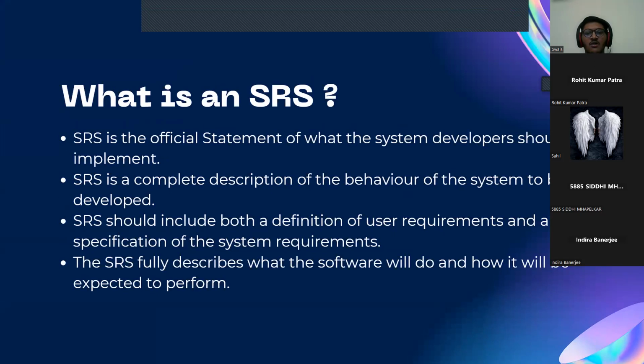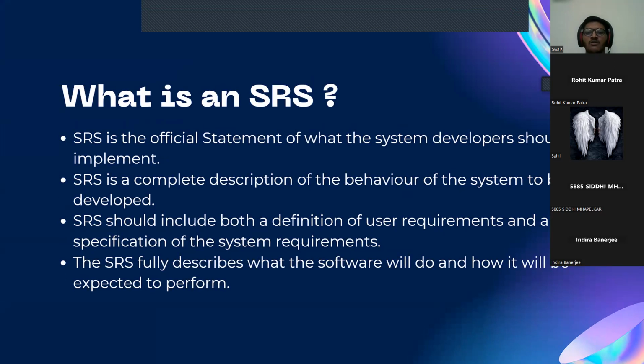SRS is the official statement of what the system developer should implement. SRS is a complete description of the behavior of the system to be developed. What this means is that whenever we have an SRS, the developer will develop the software according to the SRS. So SRS is sort of a demo of our software. Whatever the SRS has will be implemented in our software.